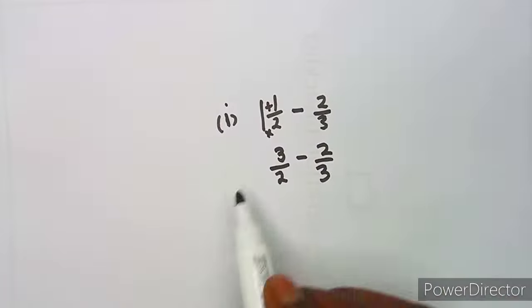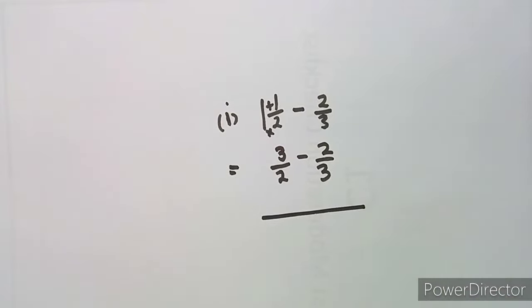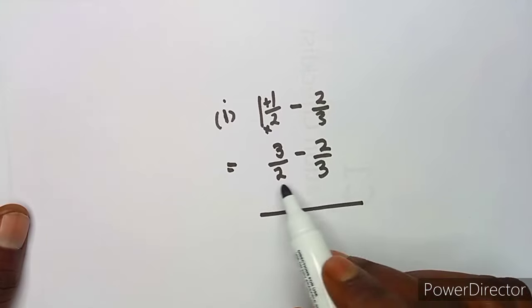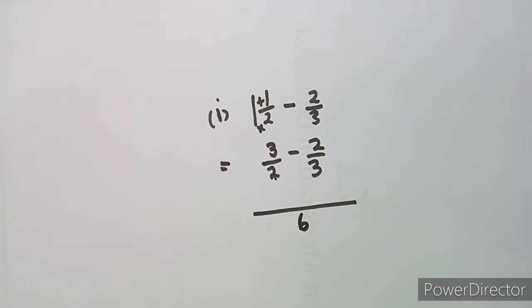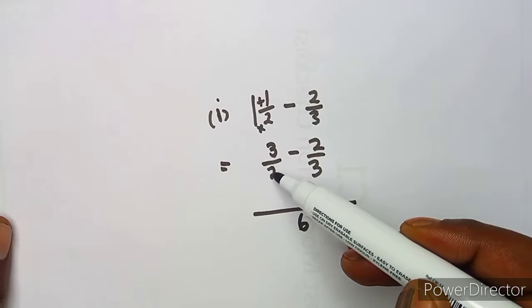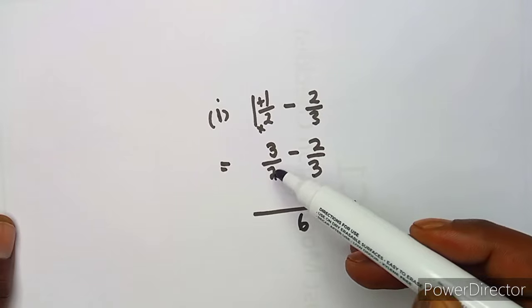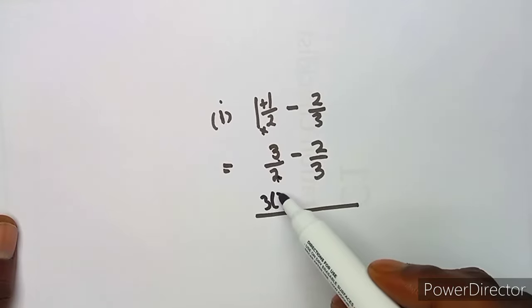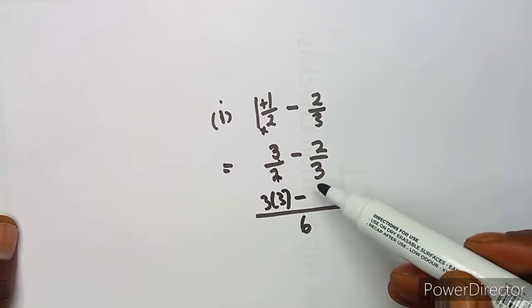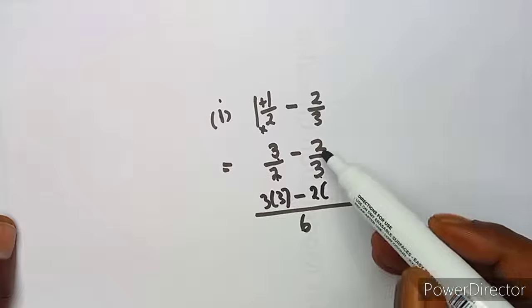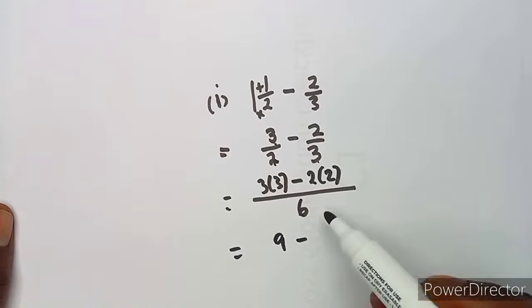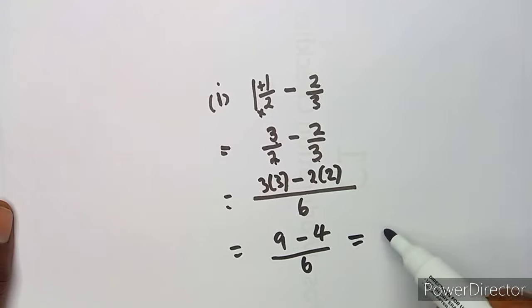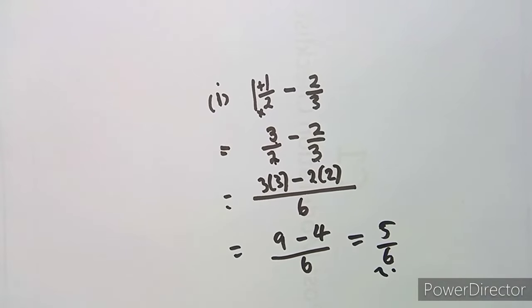It's 3/2 and 2/3. All you need is to find the LCM or the LCD of the two given denominators, that is 2 and 3, which is going to give us 6. That is our LCM. When we have the LCM, we divide it back: 6 divided by 2 is 3. Whatever you get, you multiply here. So it's 3 times 3, minus 6 divided by 3, which is 2. Whatever you get, you multiply here, so it's 2 times 2. That is going to be 9 minus 4 over 6, and this will give us 5/6.